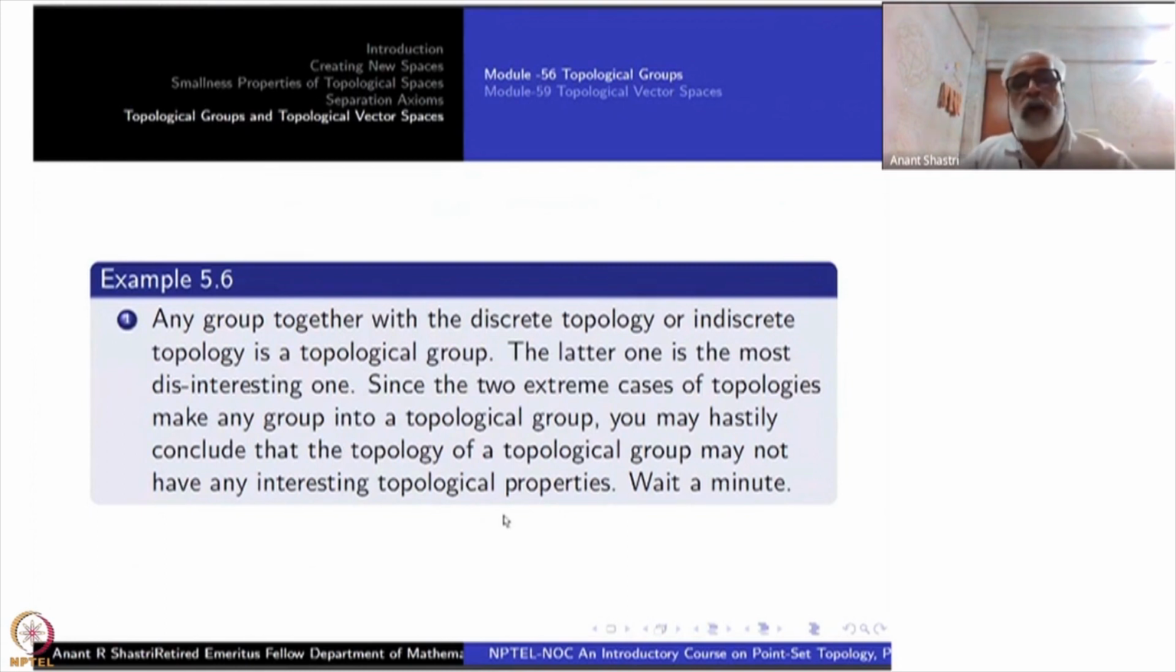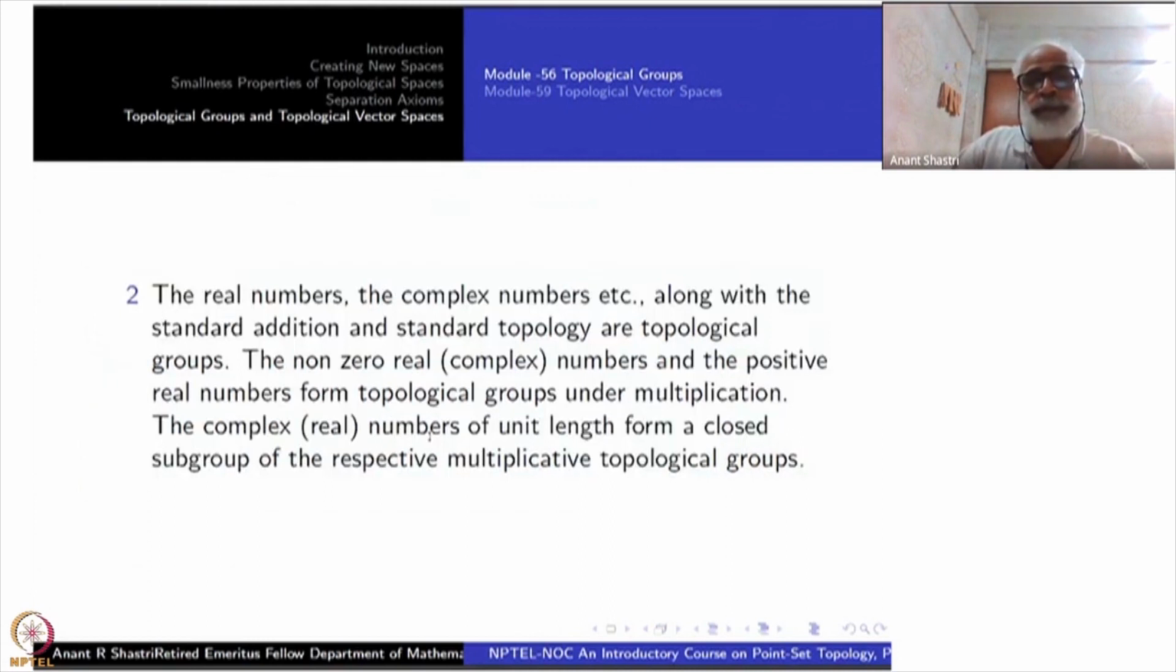So not all topologies on a topological group, even if you change the group structure, maybe will be topological groups. So we will see such things. So that being the abstract part, let us come back to some reality, namely genuine and useful examples.